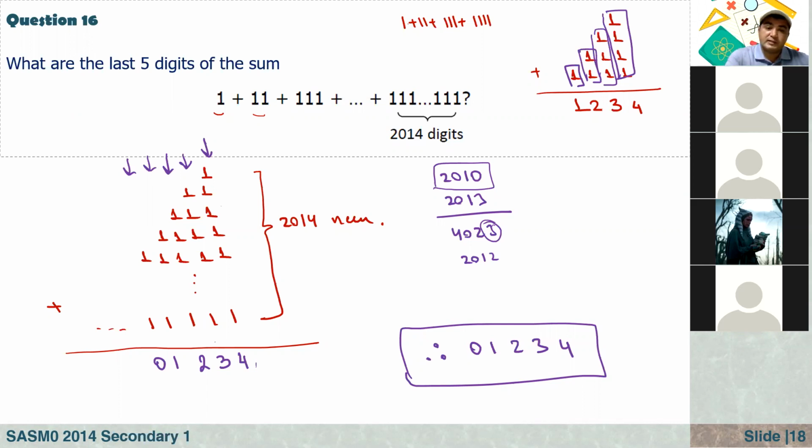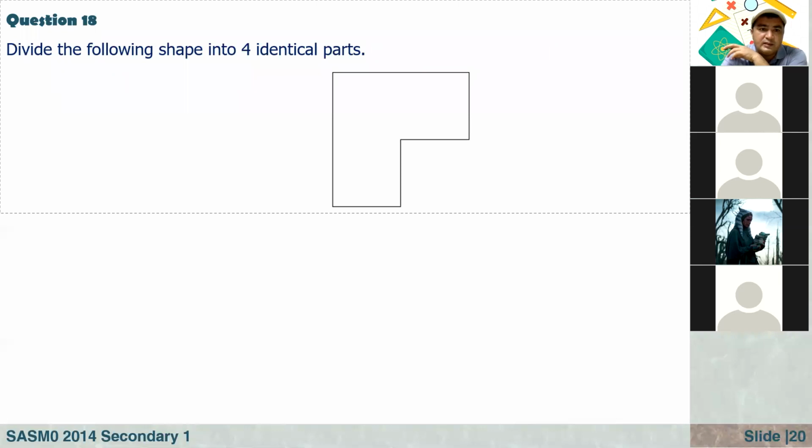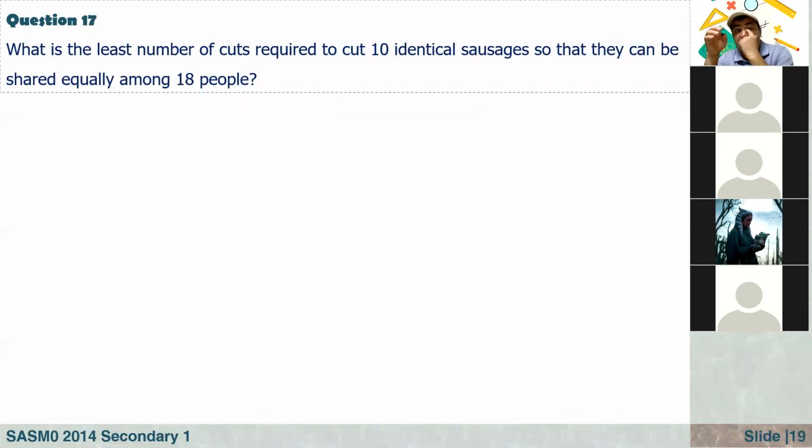Let's move to the next question. Let's see how many more questions we can. That's the last question. Let's discuss about this. Nice question. And 18, maybe we will see. If we have time, also we can finish 18.